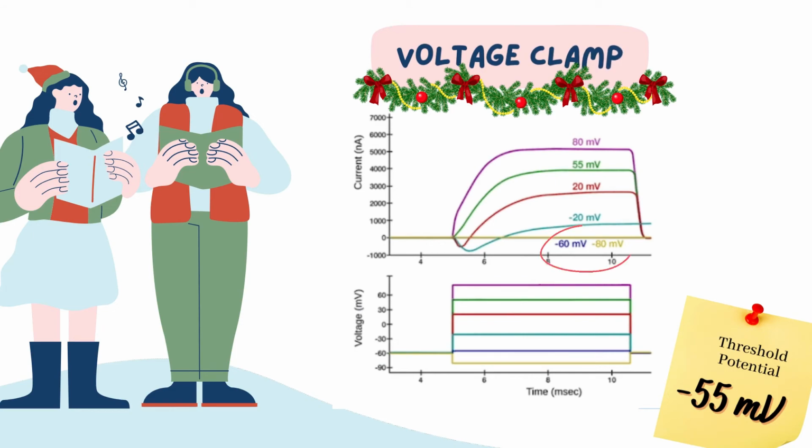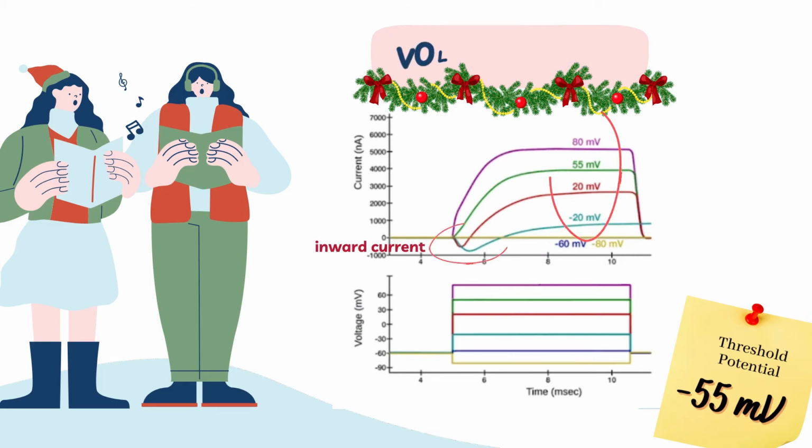Next, we use the voltage clamp technique to monitor changes in current at different clamped voltages. It was observed that there were no changes in current with the membrane clamped at negative 80 or negative 60 millivolts because these are below the threshold potential of negative 55 millivolts that is required to open sodium voltage-gated ion channels to trigger depolarization. In contrast, for negative 20 millivolts and above, an action potential was induced.